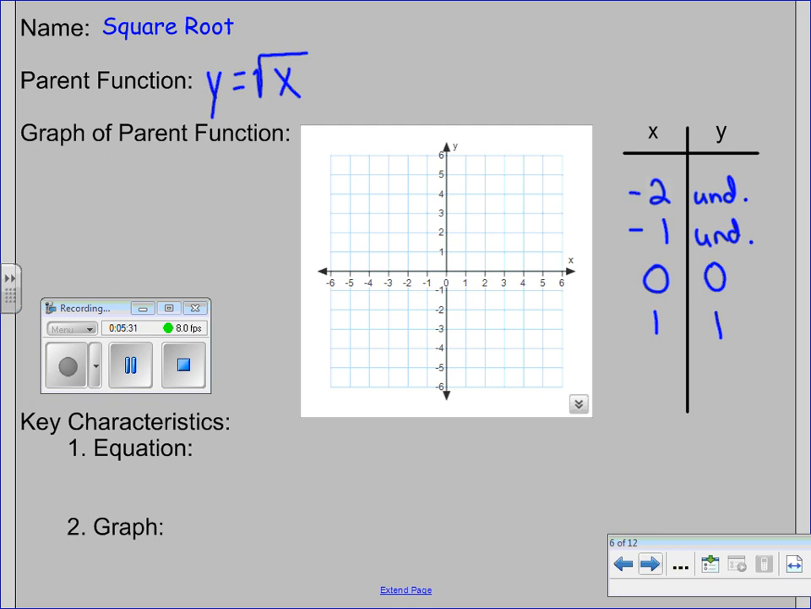So 2 times 2 is 4, so the square root of 4 is 2. And now we have some points: (0, 0), (1, 1), and (4, 2). We have this kind of curve going on. So how are we going to recognize the equation?